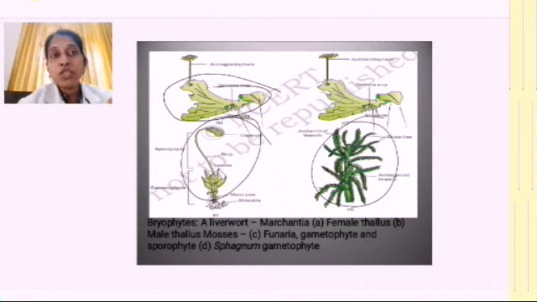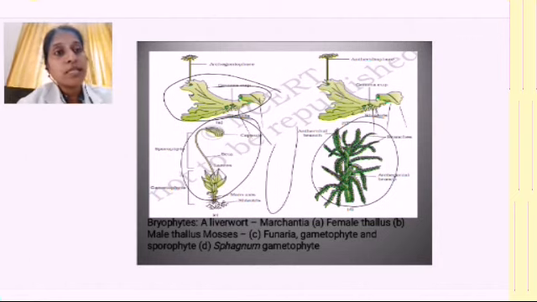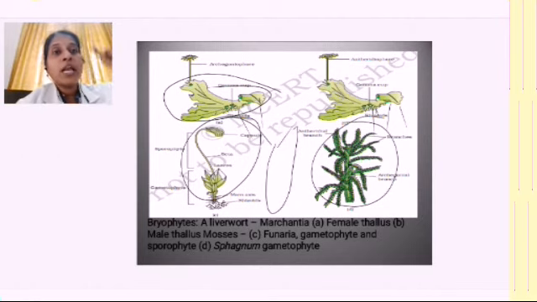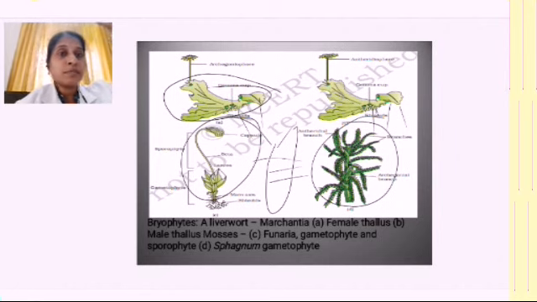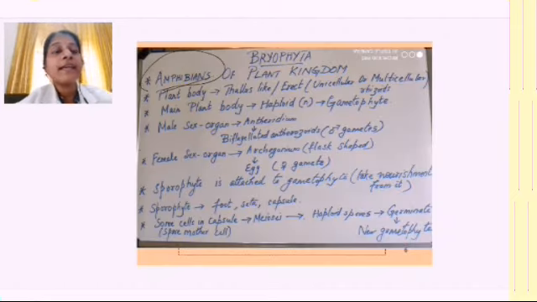The rhizoids play a major role. They can be unicellular, one single cell projecting like a filament, or they can be multicellular, where you find many cell projections coming out, root-like. These are called rhizoids, which help in fixing the plant. That is the second characteristic.